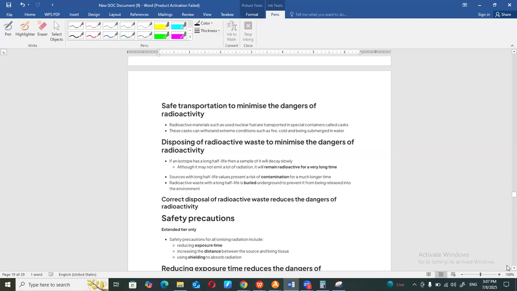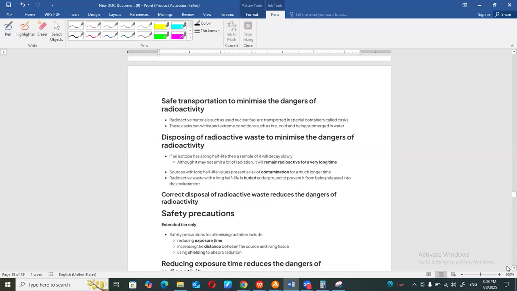So, sources with a long half-life present a risk of contamination for a much longer time. Radioactive waste with a long half-life is buried underground to prevent it from being released into the environment. Okay, so correct disposal is very important.